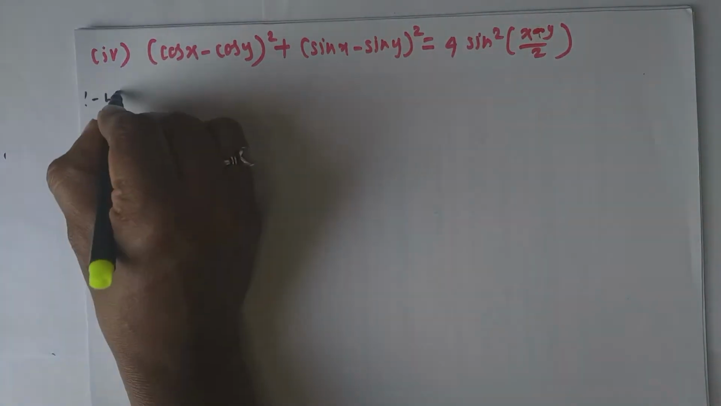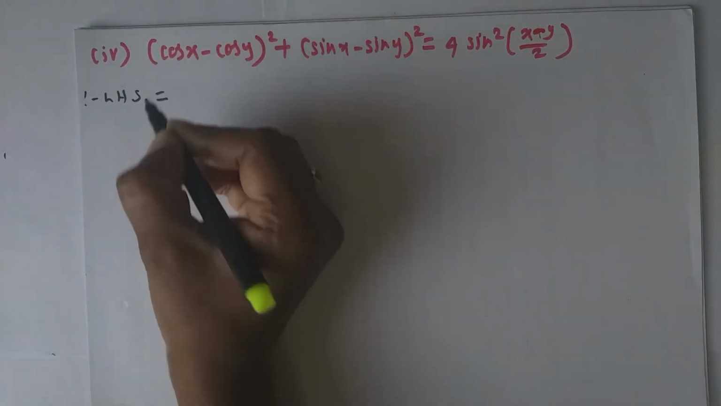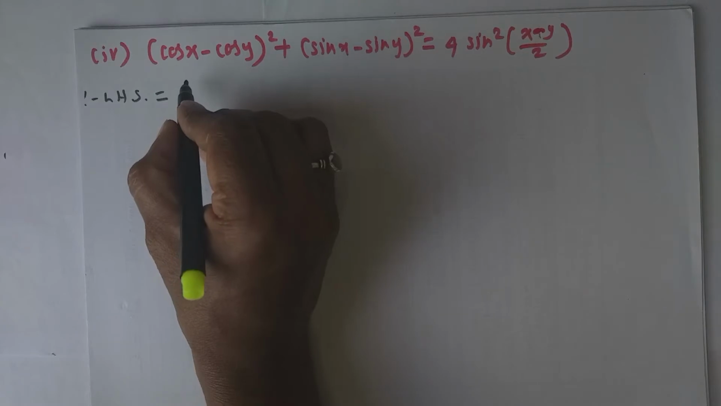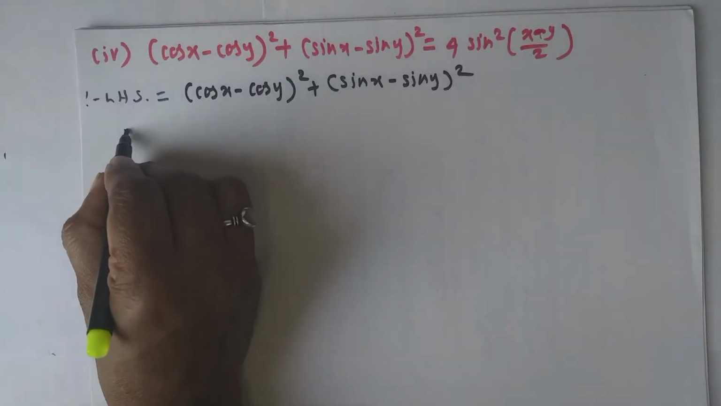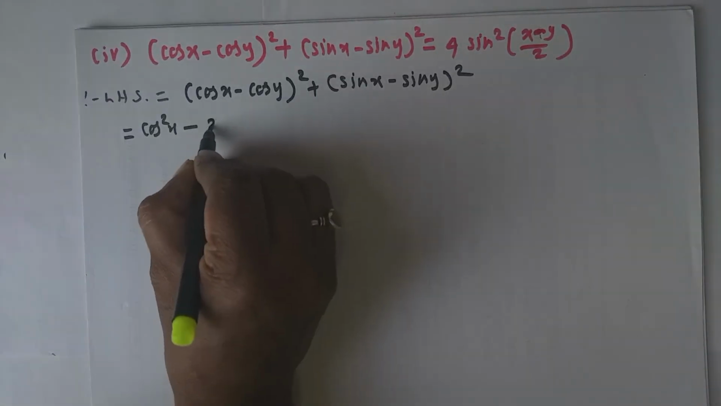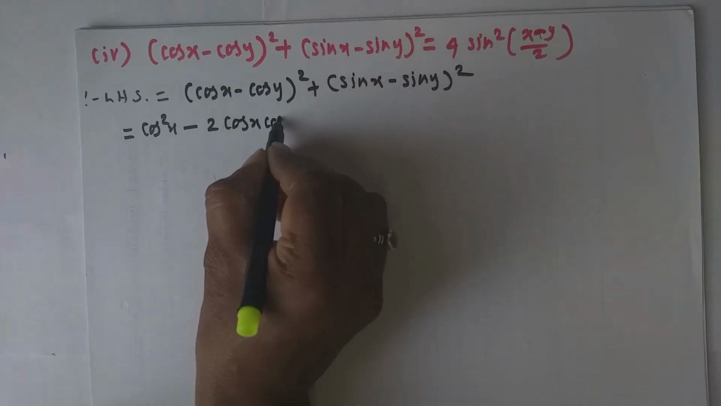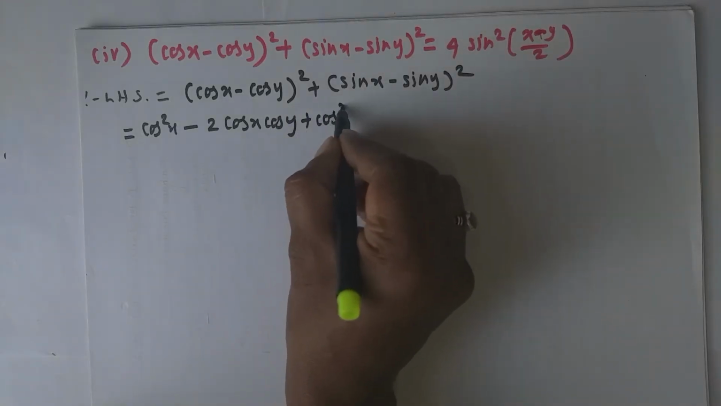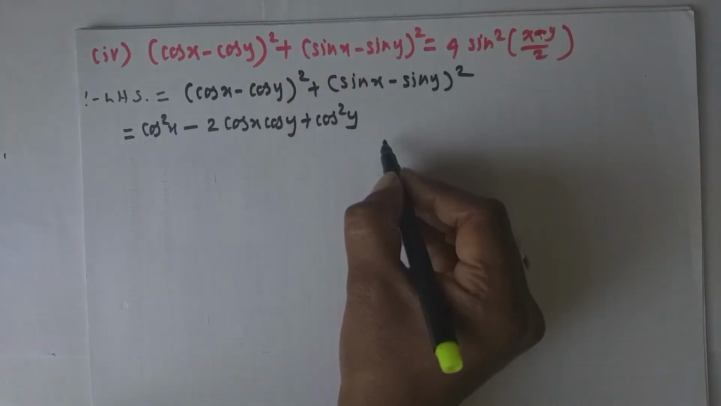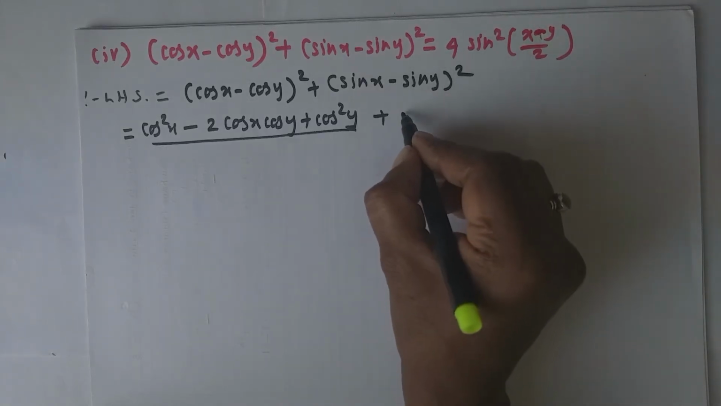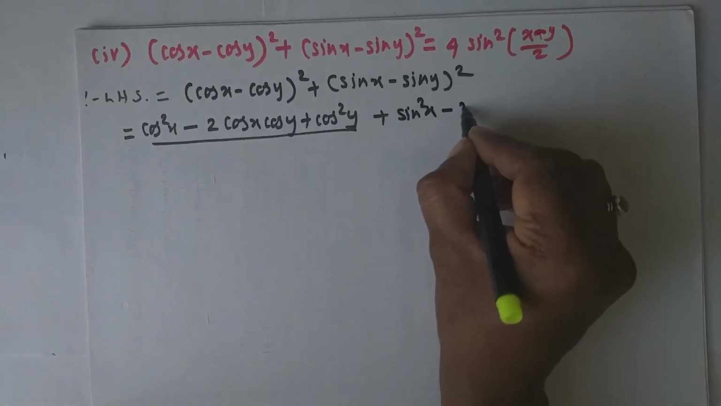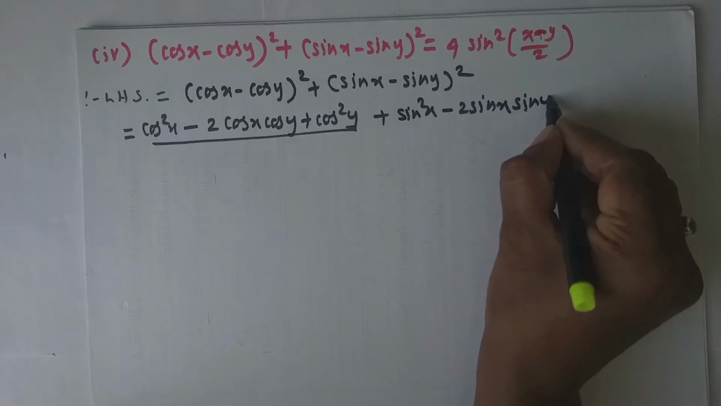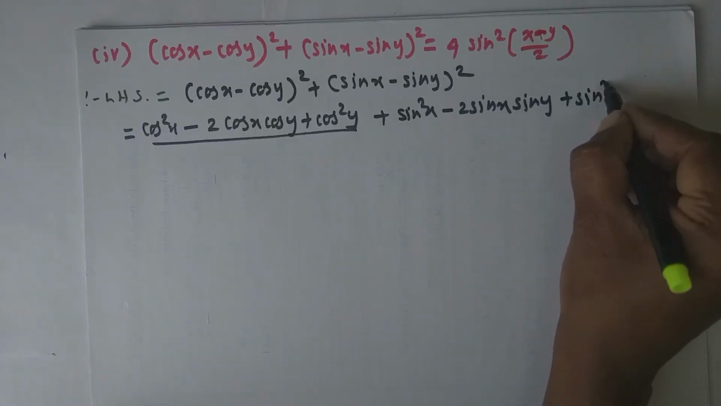Okay. Again, write down the left hand side as it is and prove it is equal to the right hand side. Now expand the bracket. This will be cos square x minus 2 times cos x cos y plus cos square y. Expansion of the first bracket. Now expansion of the second bracket: sin square x minus 2 sin x sin y plus sin square y.